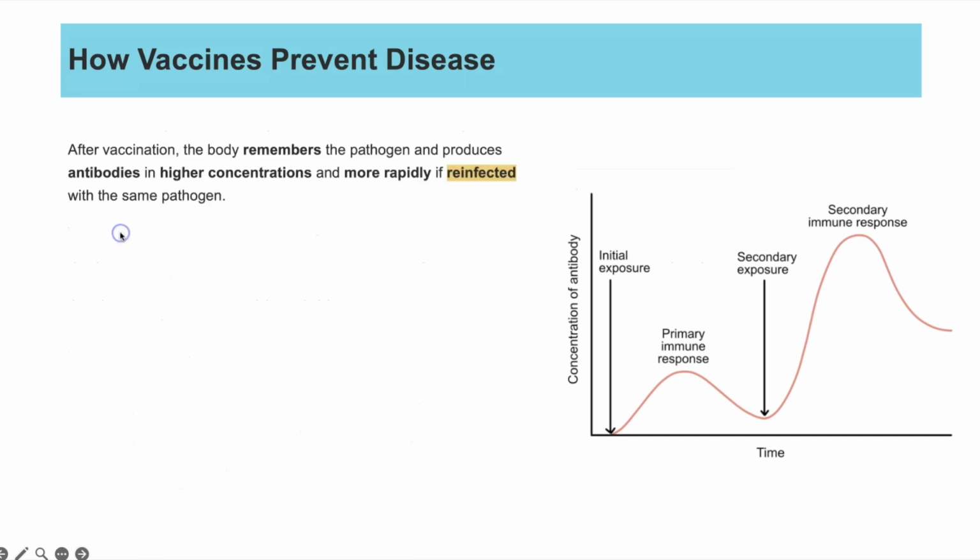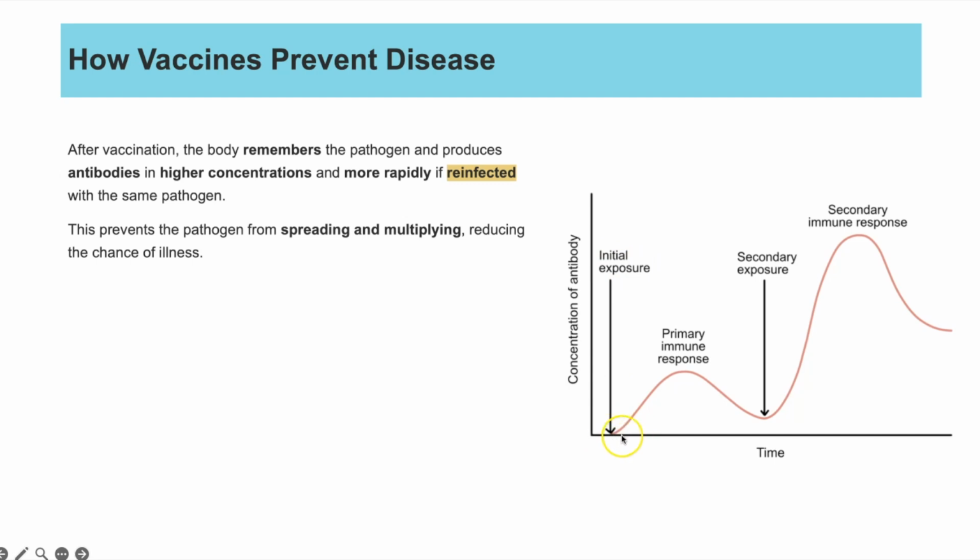So a bit more then on how that works. After you've been vaccinated, what happens is, as we said, if you are reinfected, you get large quantities of the antibodies being produced very, very rapidly if you're reinfected. And that's what this graph is showing us. At this point where it says initial exposure, what that would mean is that is when you were injected with the vaccine. So that was the first time you were exposed to that pathogen. It was just a weakened version of it.